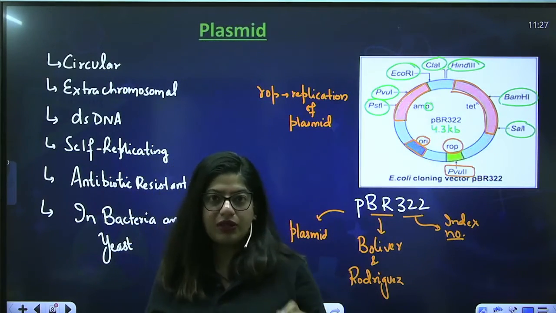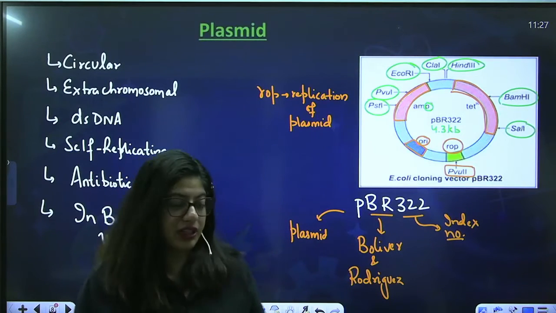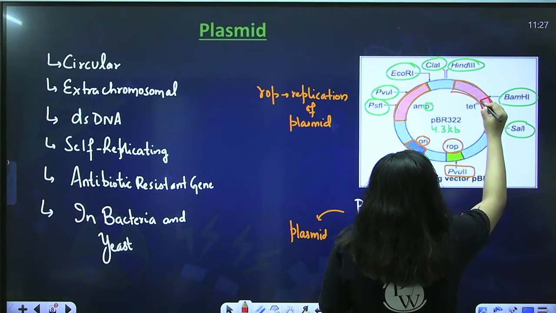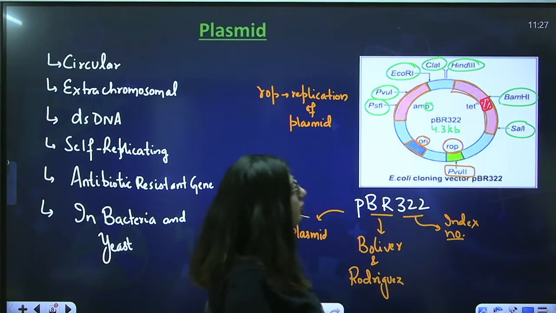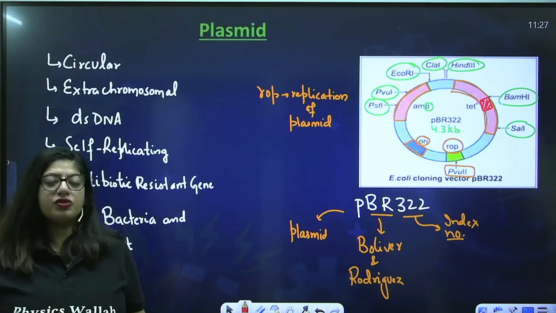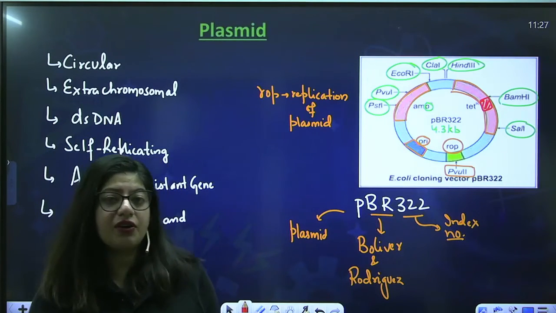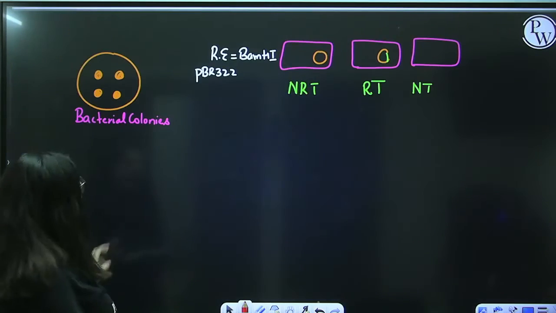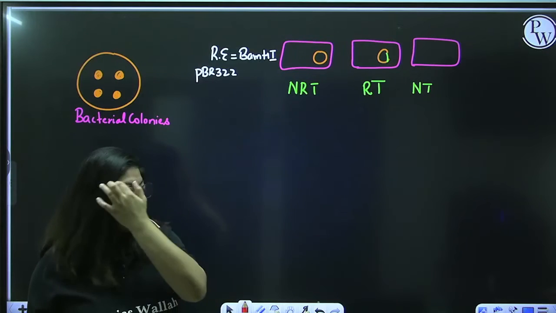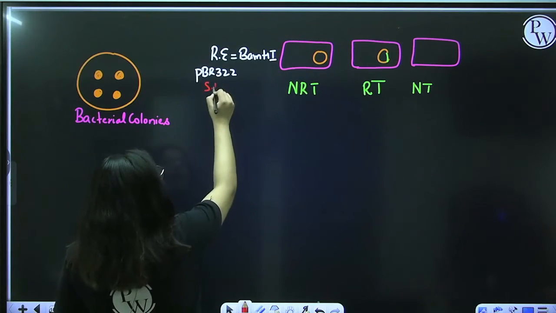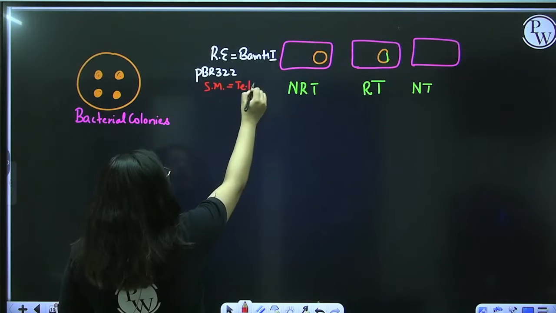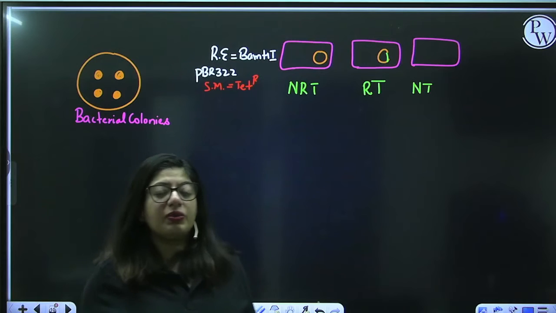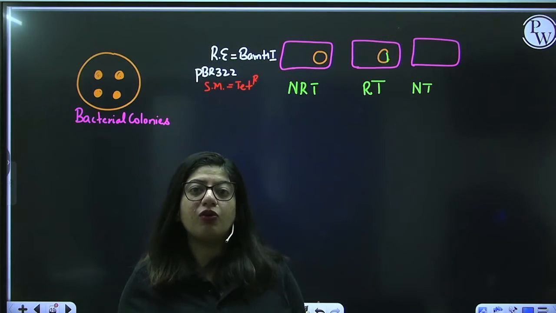So it's quite obvious that our foreign DNA will go inside the tetracycline resistant gene. The selectable marker in which the foreign DNA is going is the tetracycline resistant gene. Clear? If you are using pBR322 and BamHI, then the tetracycline resistant gene will get the foreign DNA. So first of all, we have to find out which bacteria got the plasmid and which bacteria did not get the plasmid.